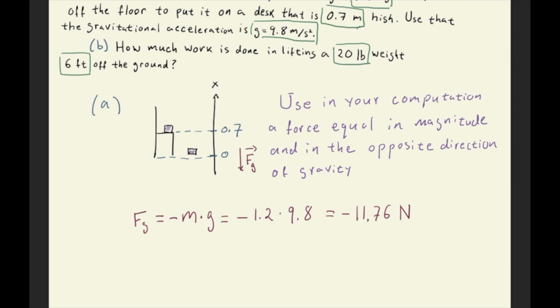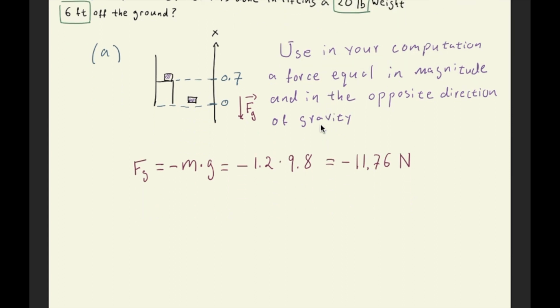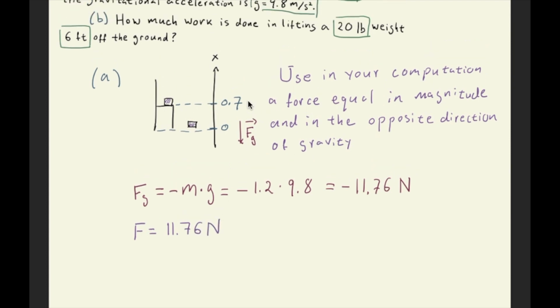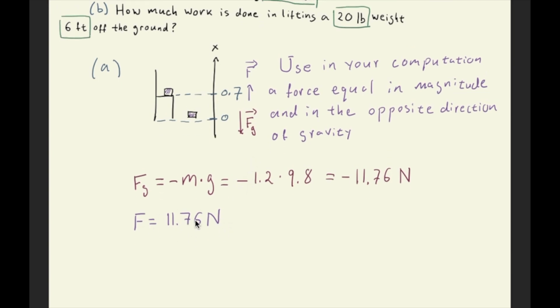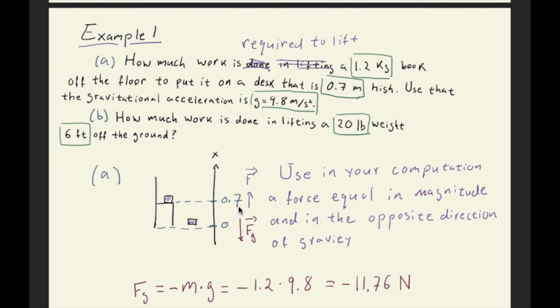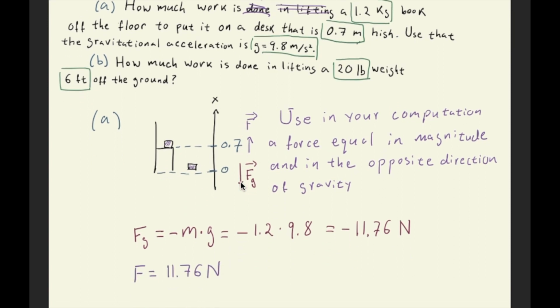So the force that we're going to use for our problem is going to be just the opposite of that, right? So our force for our problem, F, is just going to be positive 11.76 newtons. So our force is going to be equal in magnitude and opposite in direction to the force of gravity. Okay, but constant again, same direction. And this is again because we're trying to compute the work required to lift the book. So the only thing we're computing is, if you just beat gravity, how much work do you need to do. All right, so this is the force.